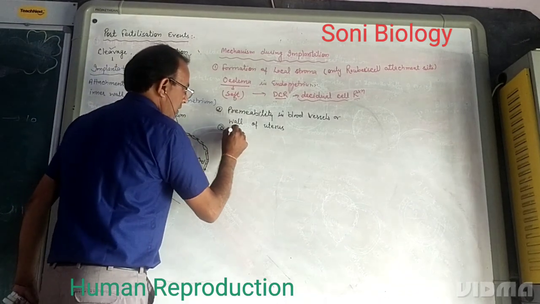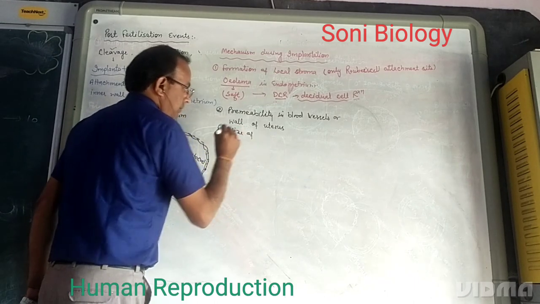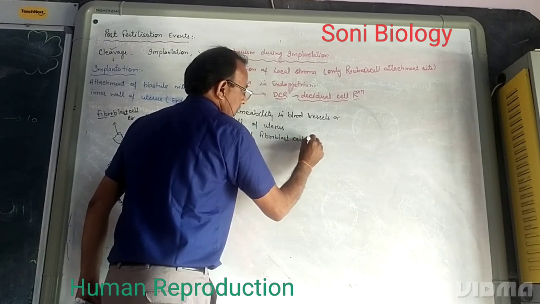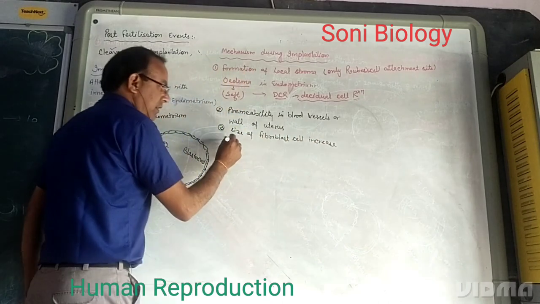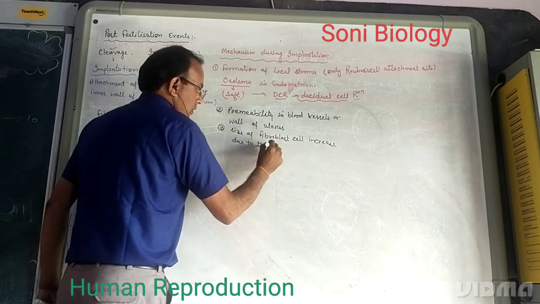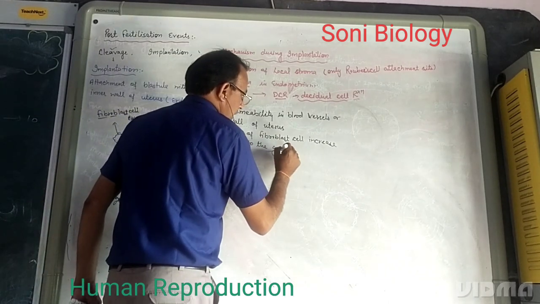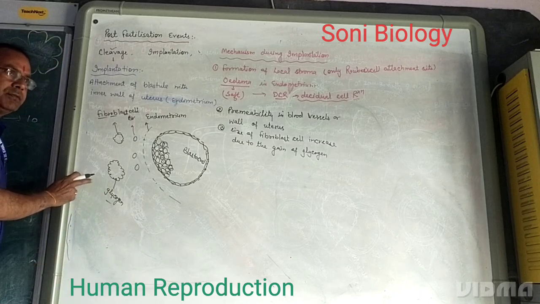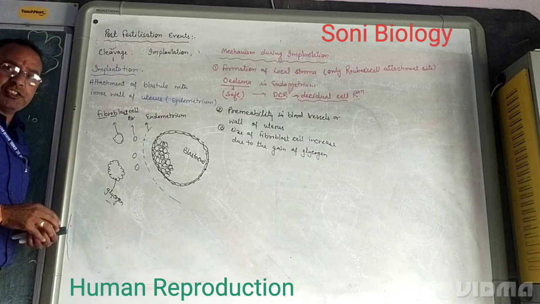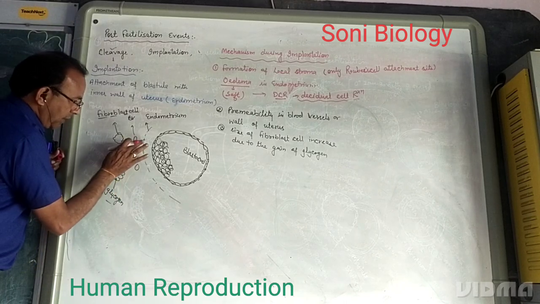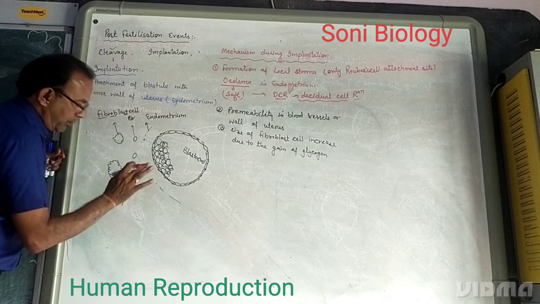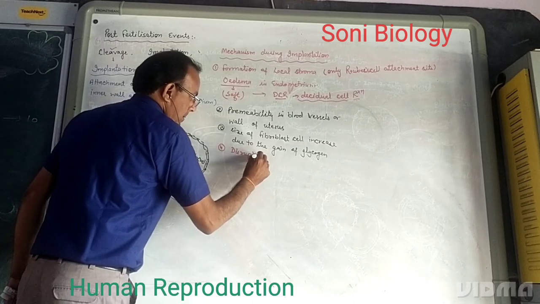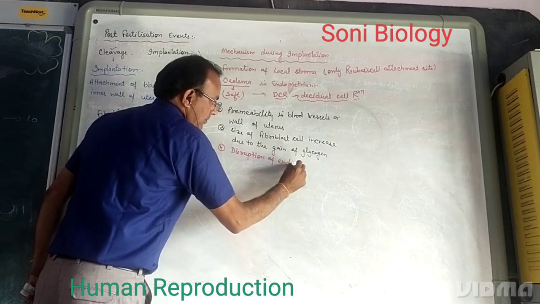Third mechanism: the size of the fibroblast cell increases due to the gain of glycogen. This is the third feature. The fourth feature is disruption of the endometrium. It means the endometrium breaks down from here. This is the fourth feature, disruption of the endometrium.